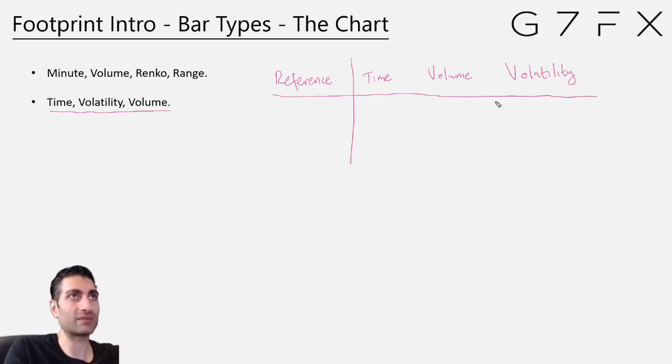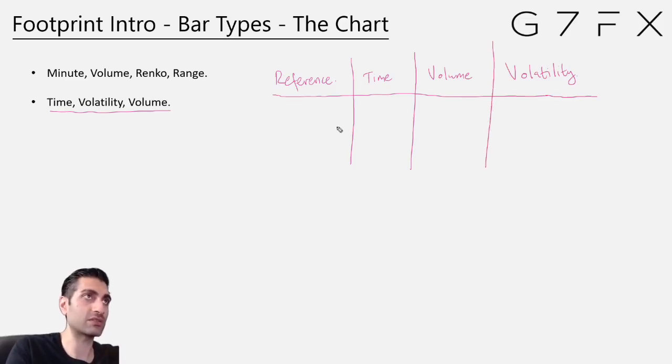Don't worry, this probably all seems a little bit confusing right now, but once I've explained it to you, it'll all make sense. And I am going to show you a real example side by side so you can see the differences. Right, and then here we're going to have bar type.